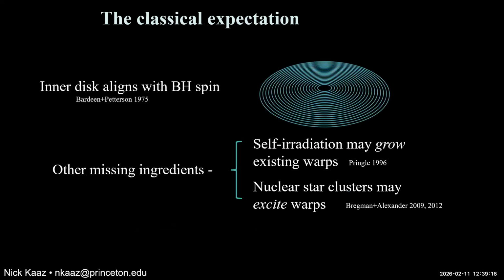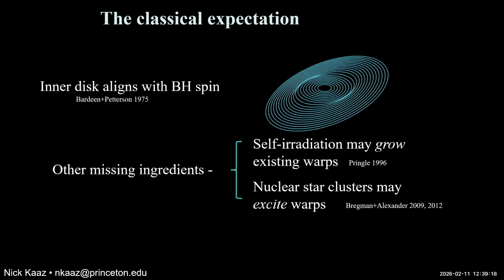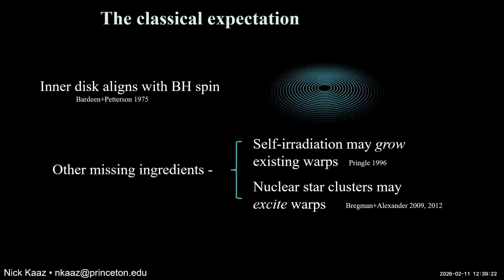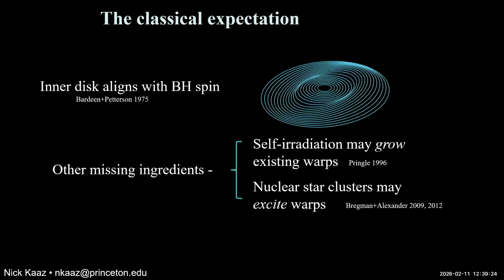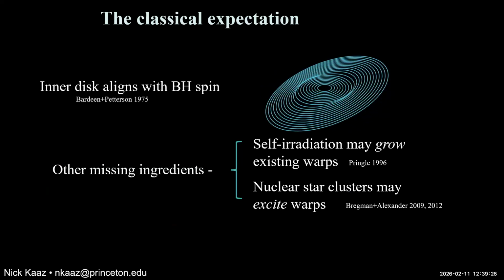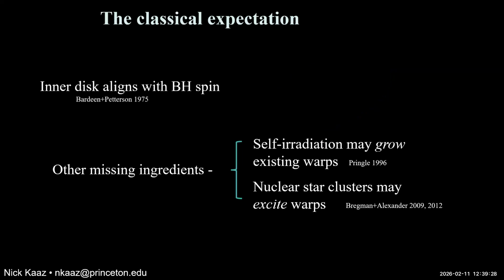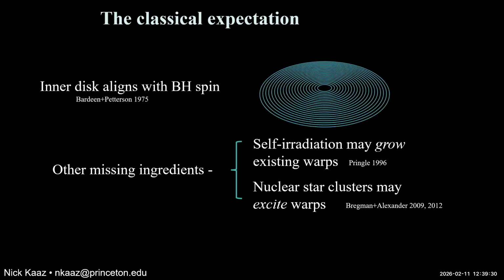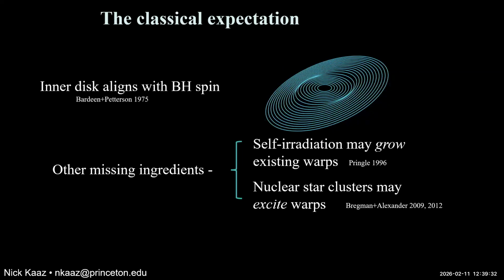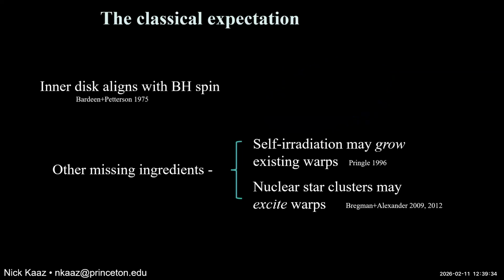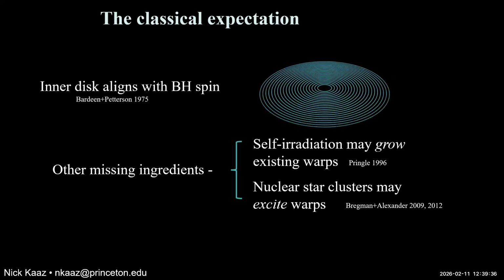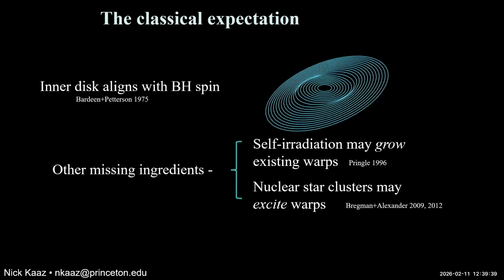And secondly, there's a bunch of missing effects. So first of all, smaller tilt angles can't be described by linear theory, so perhaps something else happens. We know that things like self-irradiation may actually grow existing warps, but we don't really understand how that happens. And there are other effects that people have explored somewhat in the literature that they don't understand, such as theoretical evidence that nuclear star clusters can excite time-dependent warps and disrupt this picture.